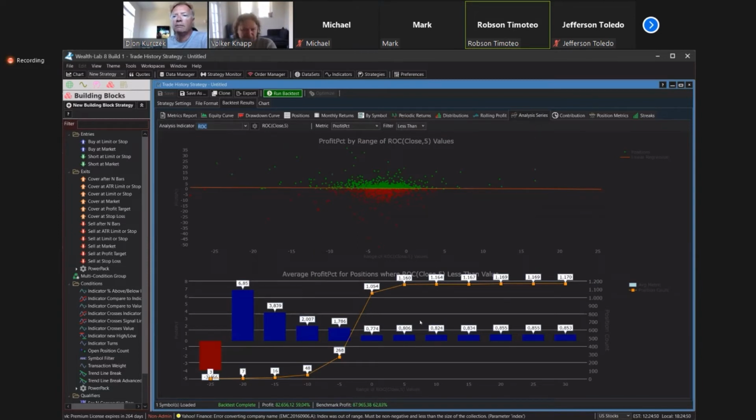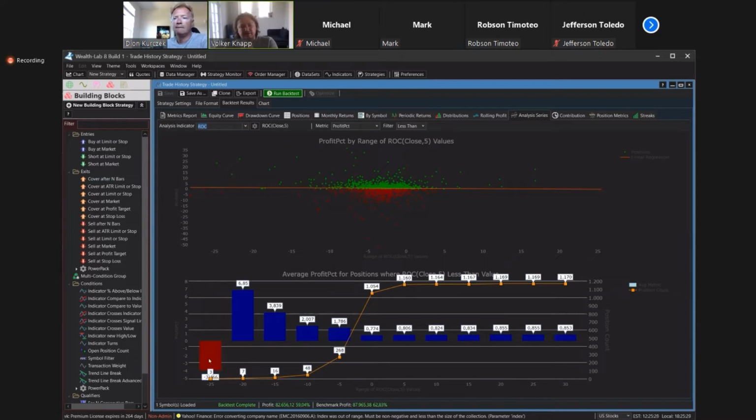So yeah, if we only took the trades where the rate of change 5 was less than -20, the average profit percent would have been 6.85. That's quite a bit higher than the 0.85. And you can see that at the end of the graph, it always converges to that 0.85, because it's now taking all of the trades. So the last one is 0.85. Okay, thank you.